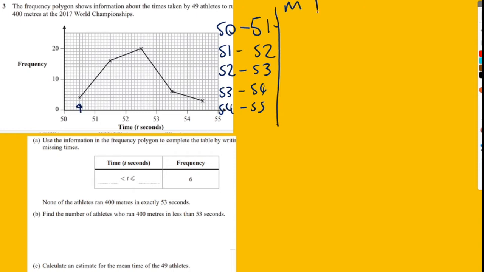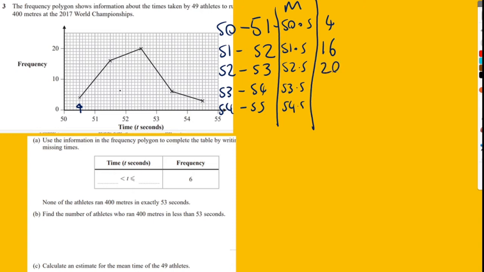Now I'm going to write the midpoints here because it's going to come in handy later when I do my mean. This is 50.5, 51.5, 52.5, 53.5, and 54.5. These are the midpoints. Now let's read them off. Each square is 1. So the first one is 4, my second one is 16, my next one is 20, this one here is 6, and that one there is 3.